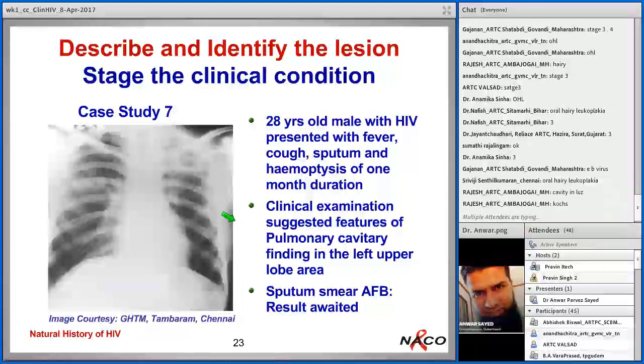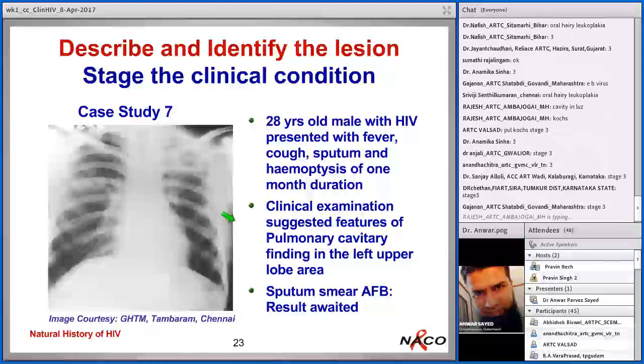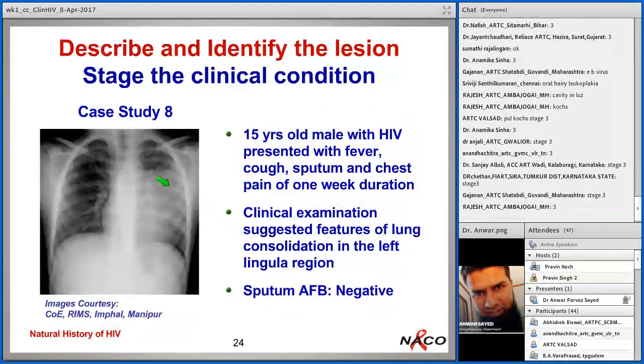And what is this? Yes, it is oral hairy leukoplakia. Like I said, it shows vertical corrugated markings on the lateral aspect of the tongue. It is WHO stage 3 and it is caused by Epstein-Barr virus.